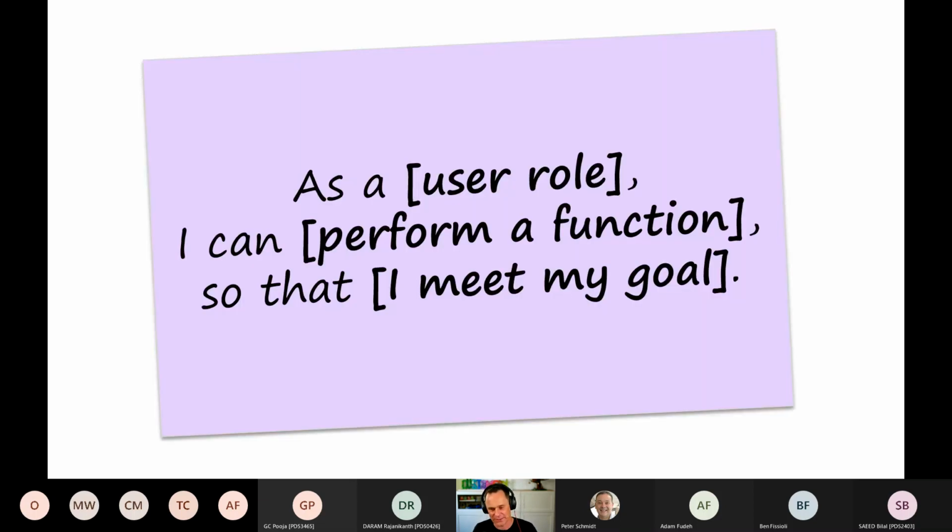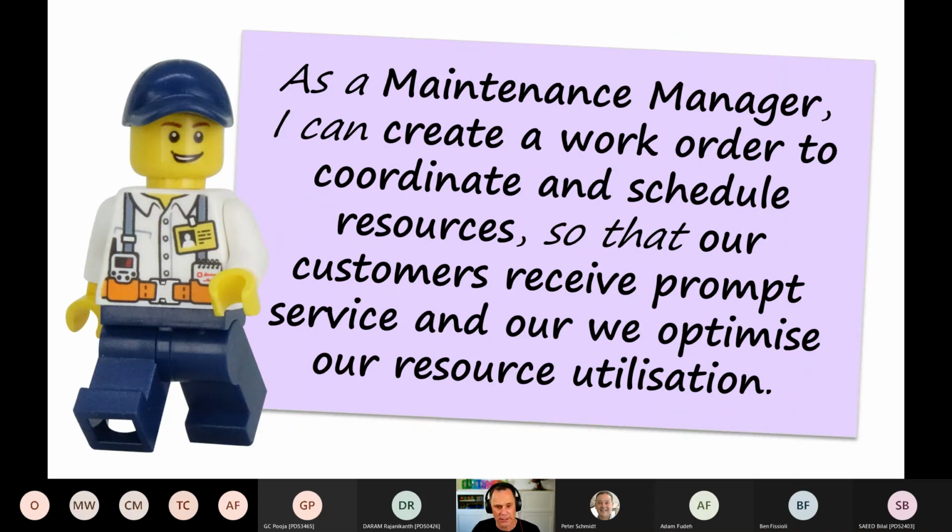You don't have to use this template, but this is a really popular template, and it can be useful if you're getting started with user stories. As a user role, I can do some feature so that I achieve my goal. Let's look at an example. As a maintenance manager, I can create a work order to coordinate and schedule resources so that our customers receive prompt service and we optimize our resource utilization. So there's an example of one of the user stories in the Jurassic World backlog.